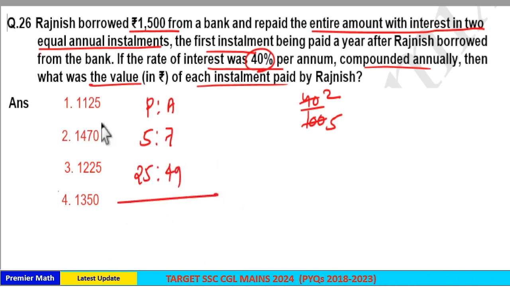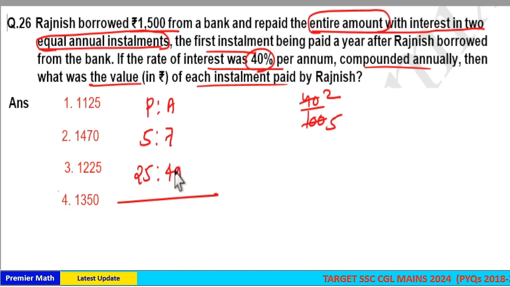Now here the question clearly says entire amount paid back in 2 equal annual installments, which means here we should equalize the amount in first year and second year. In first year it is 7-part, in second year it is 49-part. So in order to equalize the amount, we should multiply first year amount with 7. Now in order to balance the ratio, multiply 5 with 7 as well. Now we have balanced the ratio, and we have equalized the amount in first year and second year.